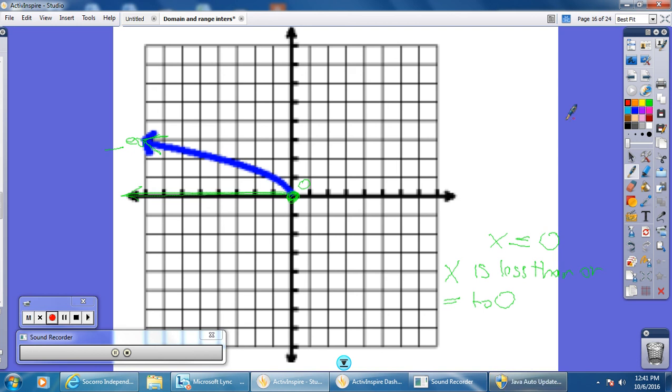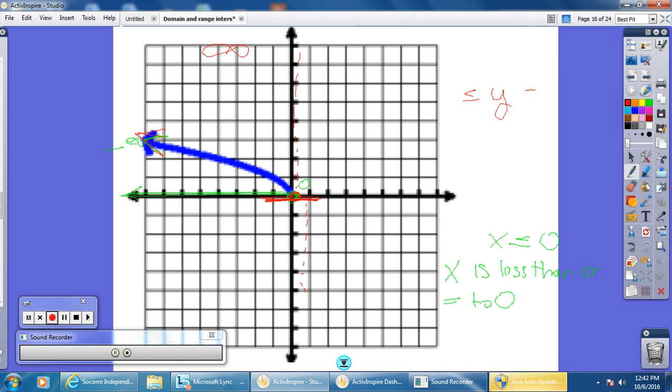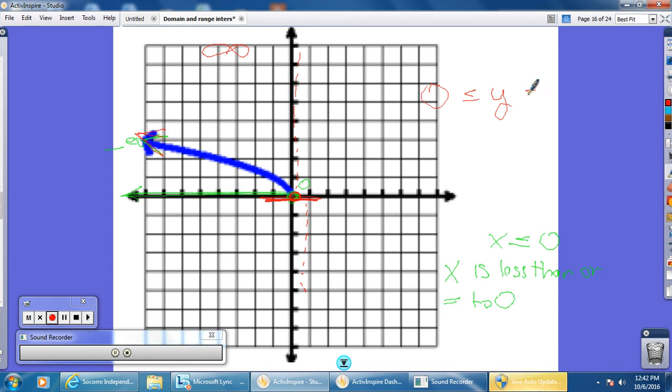What are you going to do on the range? Same thing. I'm coming up, coming up. Here's the beginning of my function, a solid circle. But as I'm going up, what's going on here? I have an arrow. I want to be going up to +infinity. So for my range, I can do that there because it's 0 and then infinity, and then we don't close the door.